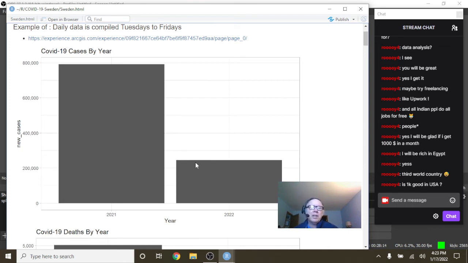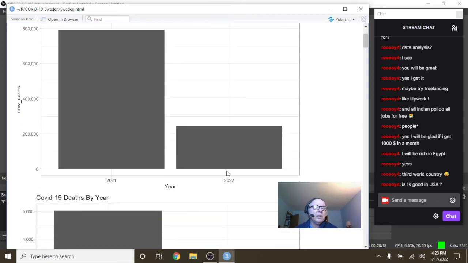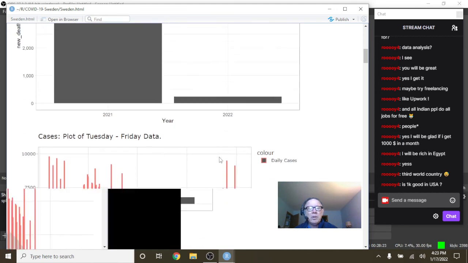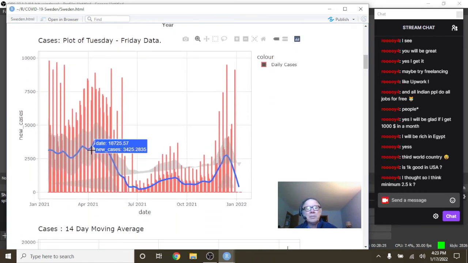So anyway, let's take a look at Sweden here. You can see Sweden's cases are not starting off the year very good. Deaths are looking a little better for Sweden, although we need to remind ourselves about Sweden's numbers. That is back here in the middle of summer, last summer.